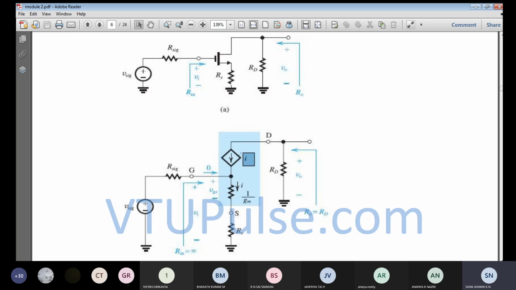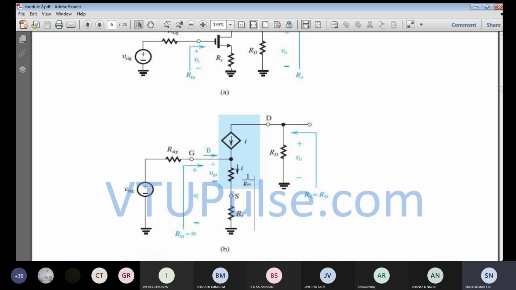And what is the I? I is nothing but the drain current, which will be equal to gm into VGS, the same thing. And what is the resistance over here? That is 1 over gm. That is the T equivalent circuit model. Here we have the same resistance, 1 over gm, and the current flowing over here remains the same. And the gate current is 0.